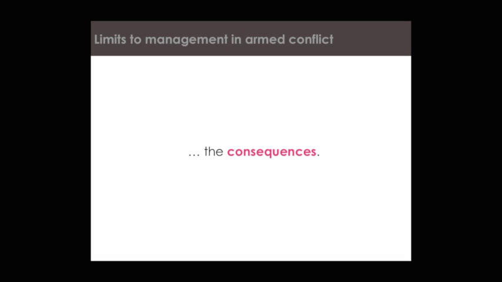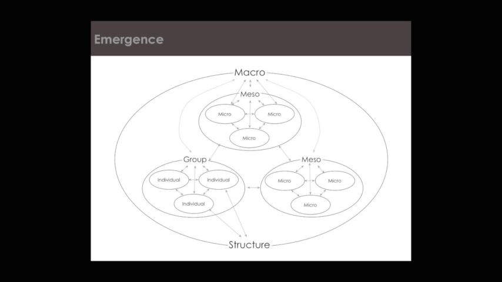But the question is, is this really enough? Well, I would probably say no, because what we really want to know is what are the consequences of our actions operating in a given social system. And understanding the consequences of our actions has a lot to do with understanding the system in which we operate. So how can we go about that?